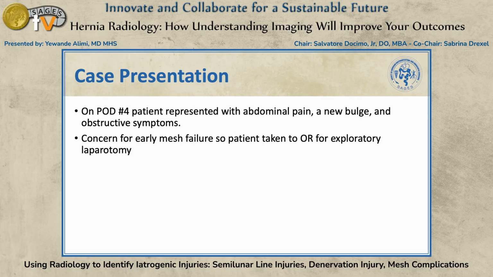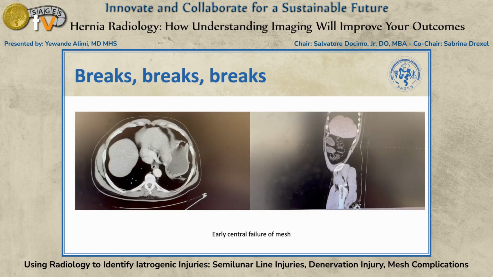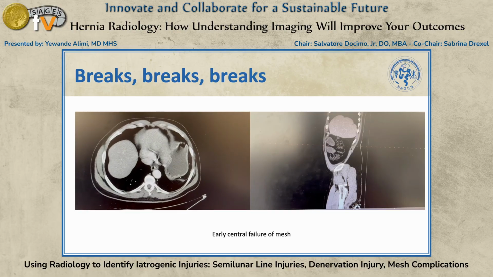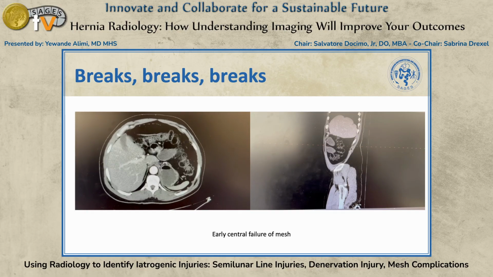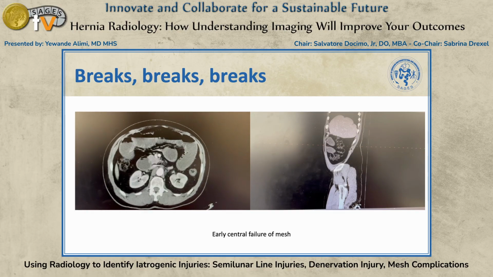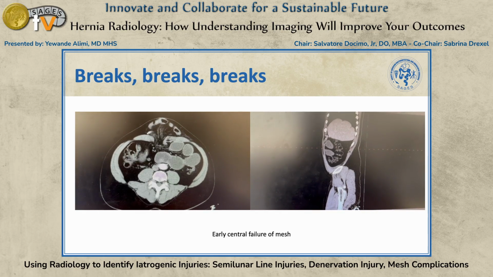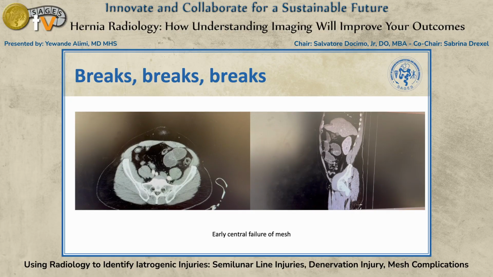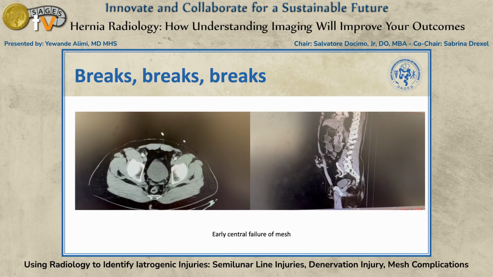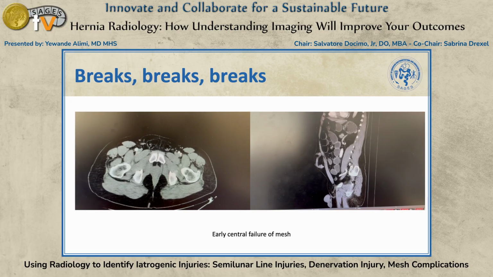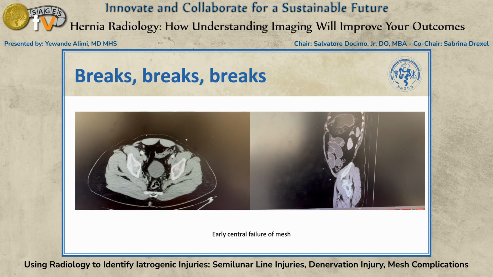mesh. But the patient represented to the ER on postoperative day 4 with abdominal pain, a new bulge, and some significant obstructive symptoms. So he had a CT scan that was performed, and what you can see here as you look at the midline of the CT scan, it looks like he has a completely brand new hernia, complete failure of the mesh centrally at postoperative day 4. You can see that in the middle here, there doesn't appear to be any mesh.